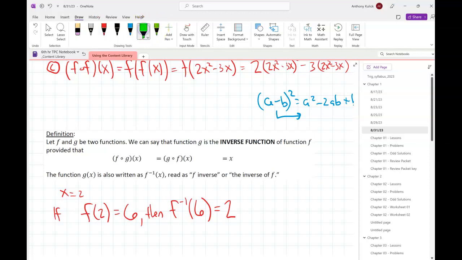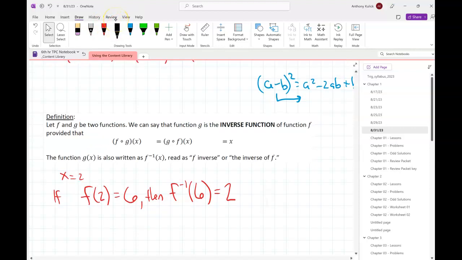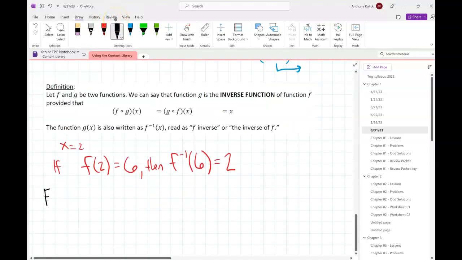So what does the inverse do? It's like a map back to your starting place, right? We start at 2, we went to 6. The inverse takes 6 and brings it back to 2. Is everybody okay with that notion? So let's look at finding inverses.